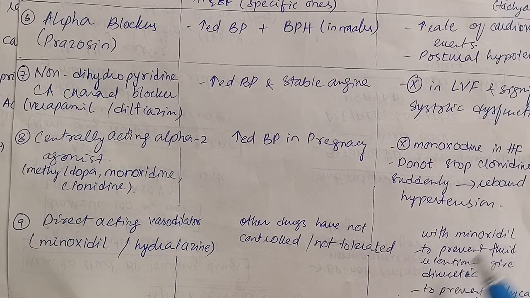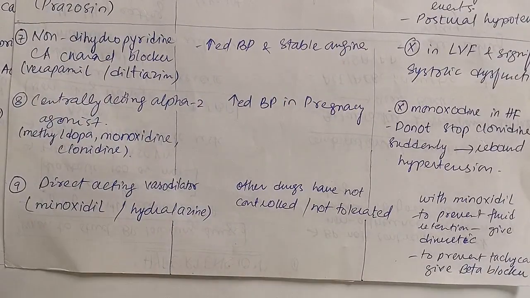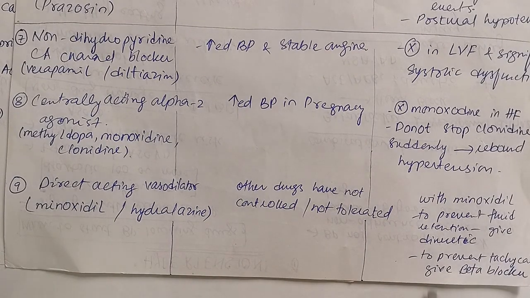With minoxidil, there is a side effect of fluid retention. So with minoxidil, a diuretic is given to prevent the fluid retention. And also there is a risk of tachycardia. So to prevent tachycardia with hydralazine, we also give a beta blocker.